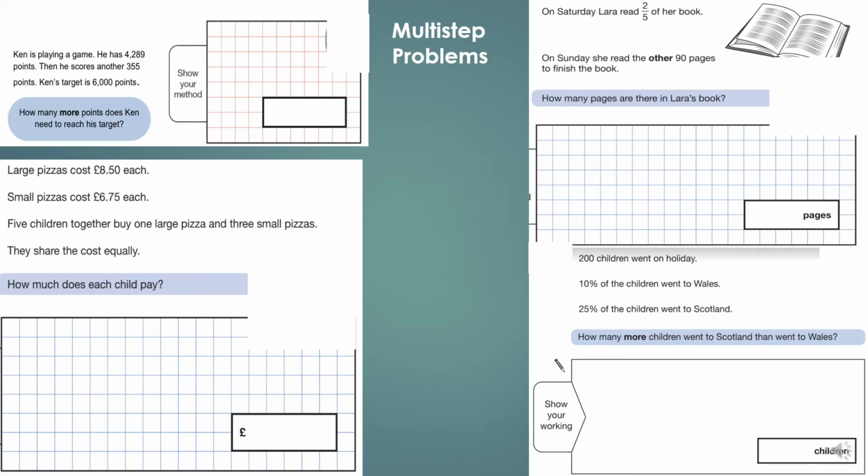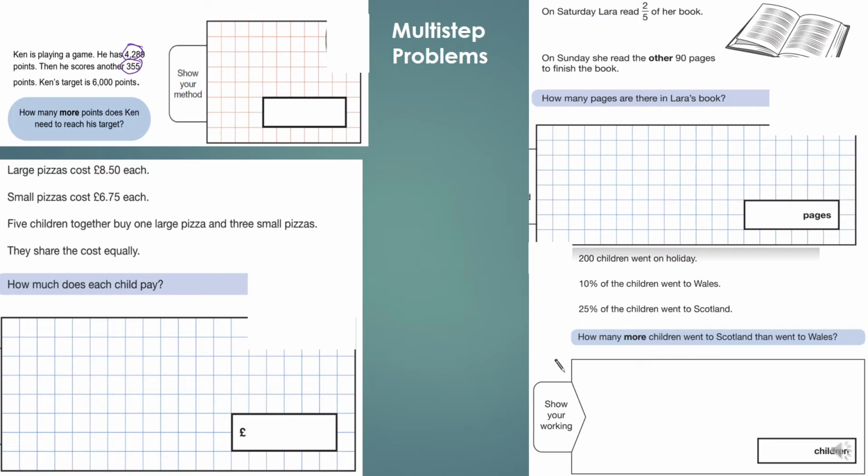Okay, now we're going to look at multi-step problems, our favourites. Ken is playing a game. He has 4,289 points. Then he scores another 355 points. Ken's target is 6,000 points. How many more points does Ken need to reach his target?